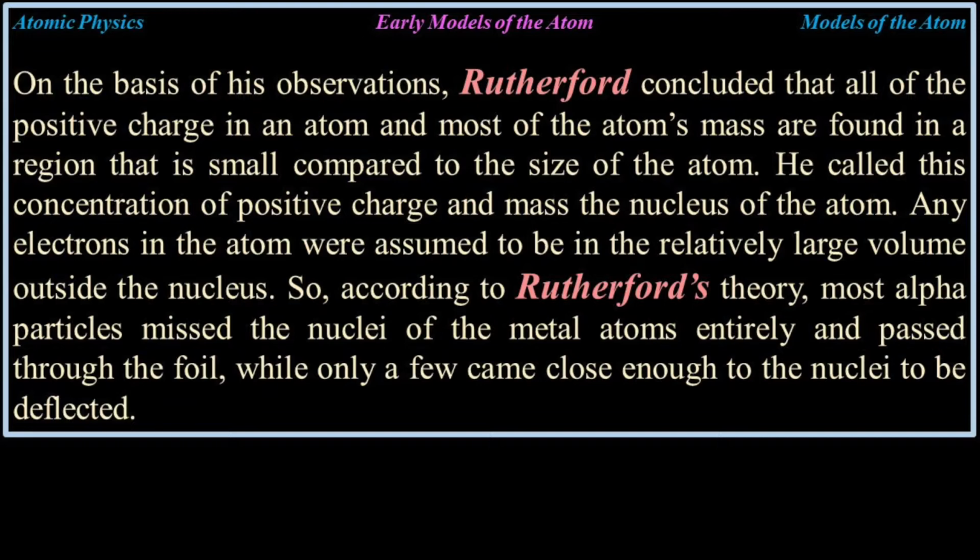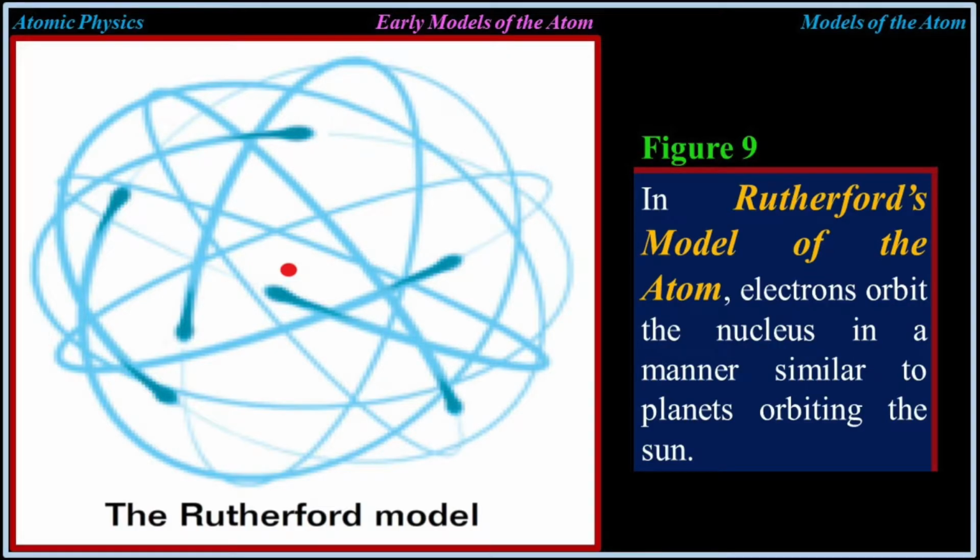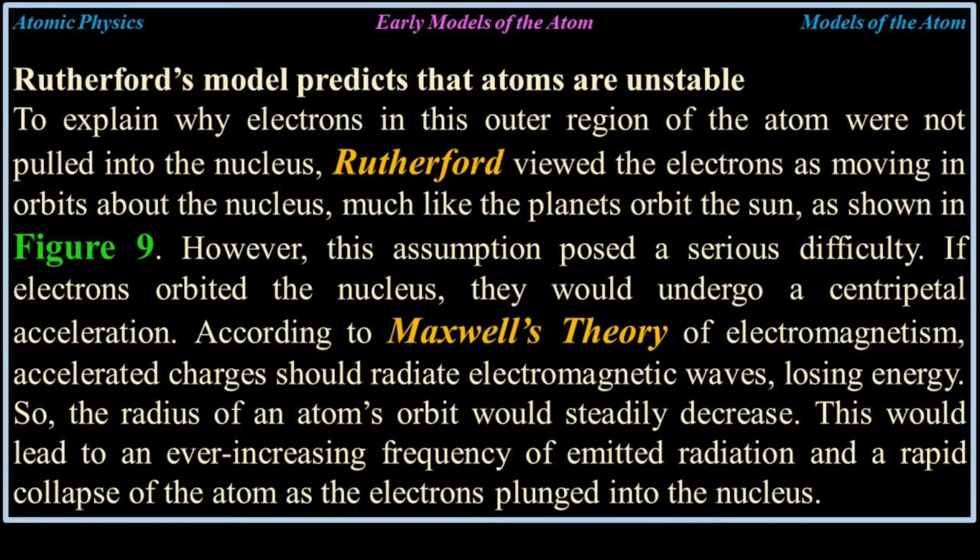Let's look at another illustration. In Rutherford's model of the atom, electrons orbit the nucleus in a manner similar to planets orbiting the sun. This is the Rutherford model. Rutherford's model predicted that atoms are unstable. To explain why electrons in this outer region of the atom were not pulled into the nucleus, Rutherford viewed the electrons as moving in orbits about the nucleus, much like the planets orbit the sun, as shown in Figure 9.